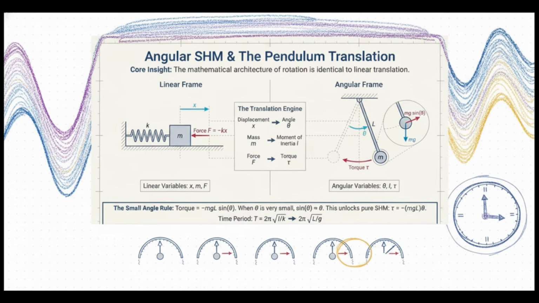But think about a swinging pendulum for a second, like a swing at the local playground. How on earth does that fit our pristine linear math? Well, we can only unlock pure simple harmonic motion there by applying a very specific condition, the small angle rule. The actual restoring torque relies on the sine of theta, but when that angle is super small, the sine of theta is essentially just theta in radians. That tiny simplification is the magic key. It allows the gravitational torque to act as a perfect linear restoring engine, popping out that famous time period equation, T equals 2 pi times the square root of length over gravity.